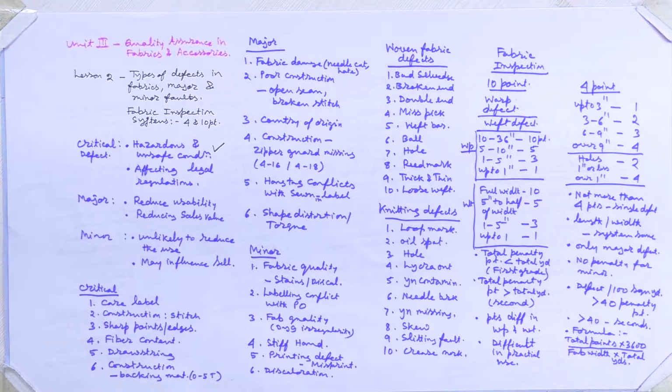Now, the second important point in the critical defect category is construction. Now construction, the main important thing is the use of the lock stitch in different types of children's garments. So such kind of things also become a legal issue. Then the third important category is the sharp points or edges found in the children's garment. This is an important area where the safety part of children's garments comes into play.